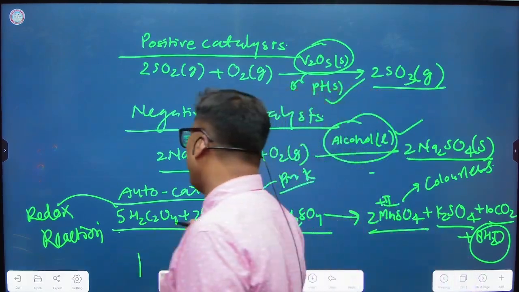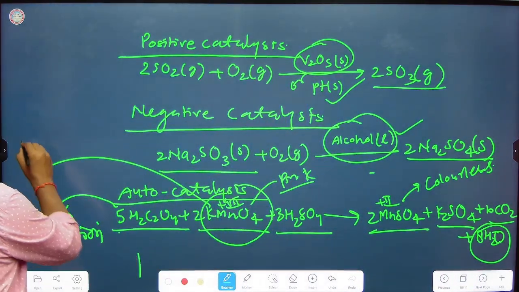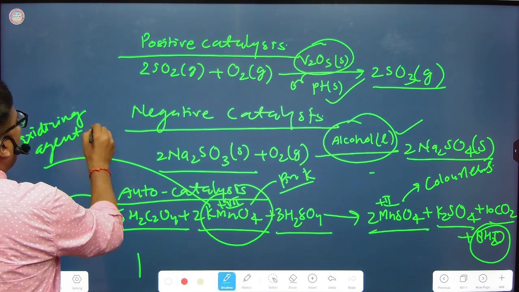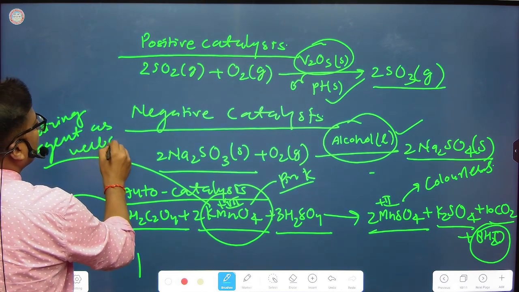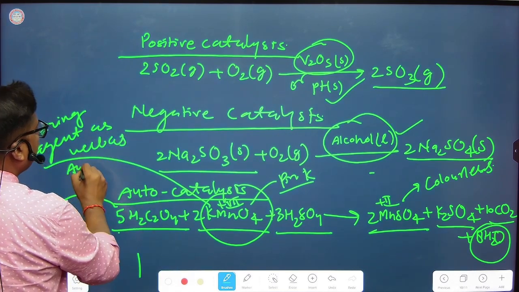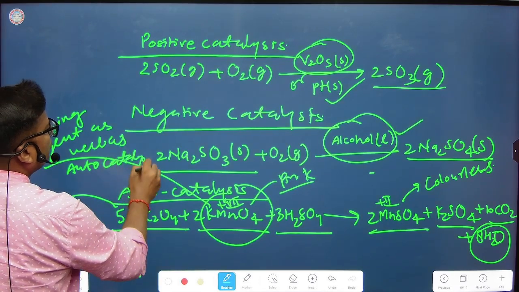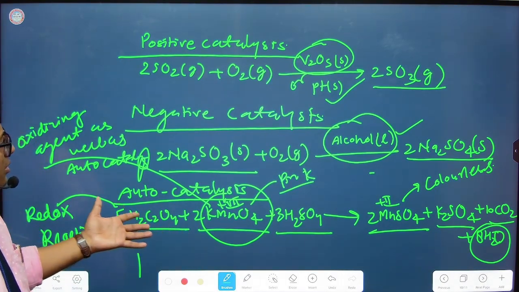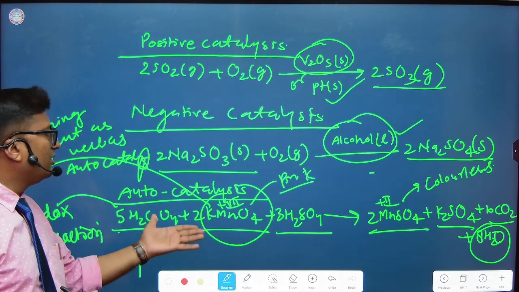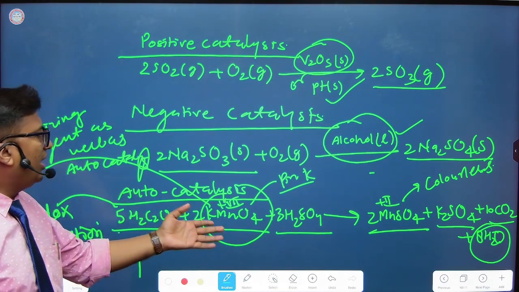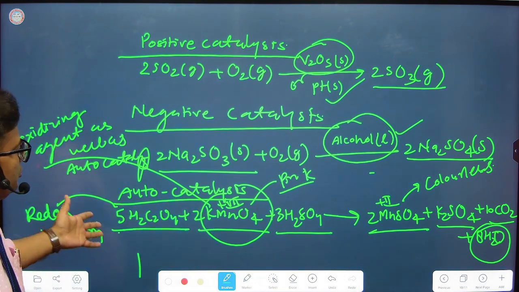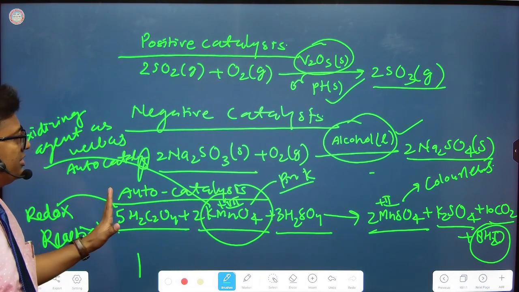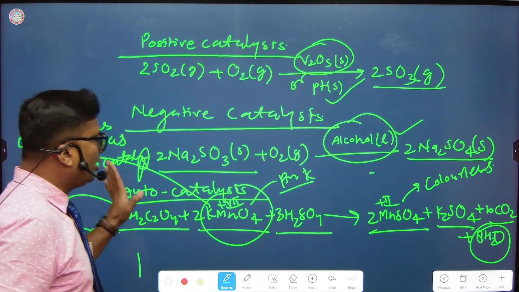So here potassium permanganate acts as an oxidizing agent as well as an autocatalyst. This means it has a double tendency, or dual nature: it is the oxidizing agent as well as the catalyst. So this kind of redox reaction proceeds through the process of autocatalysis.